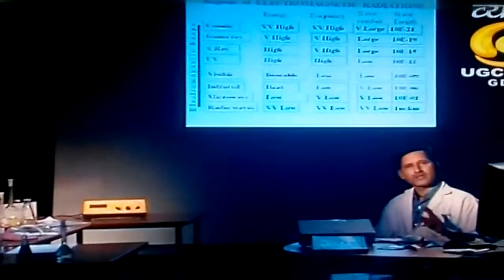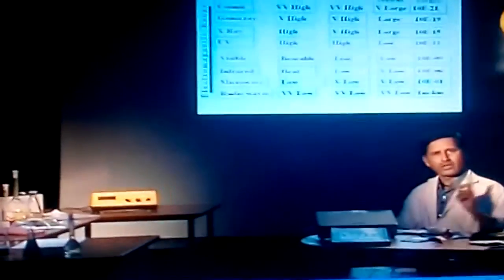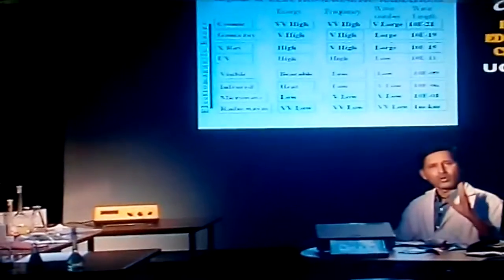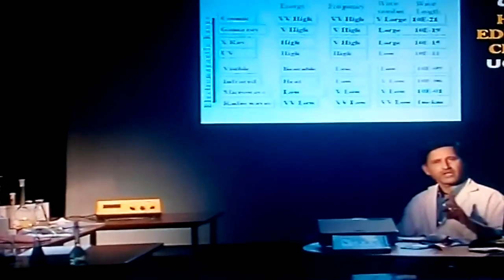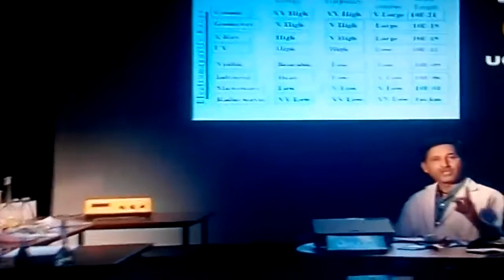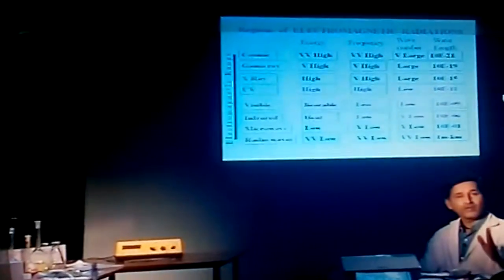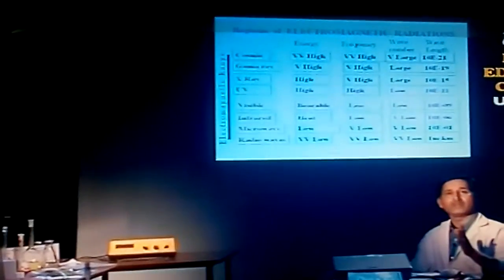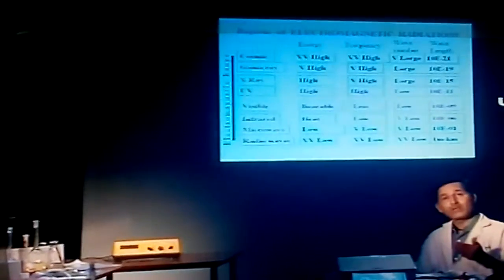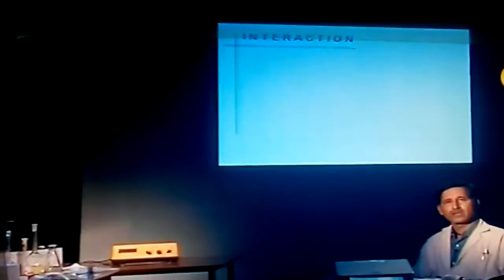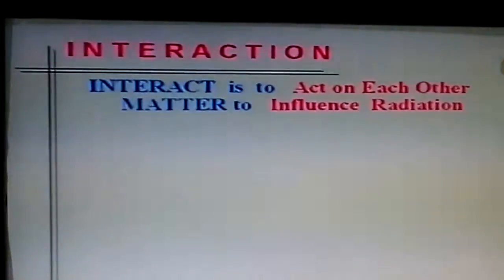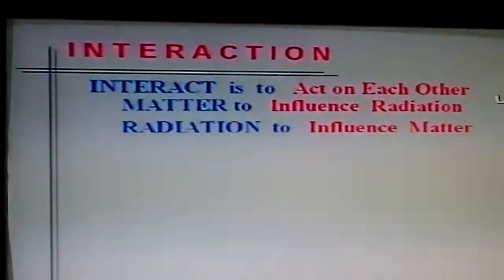We have so far discussed two aspects of the lecture. One is matter, how all of it is composed. Second is the radiation, which is electromagnetic radiation, the different regions, their energies, frequencies, wave numbers and wavelengths. We now come to the third part, that is interaction. Interaction means to act on each other. That means matter influencing radiation or radiation influencing matter.